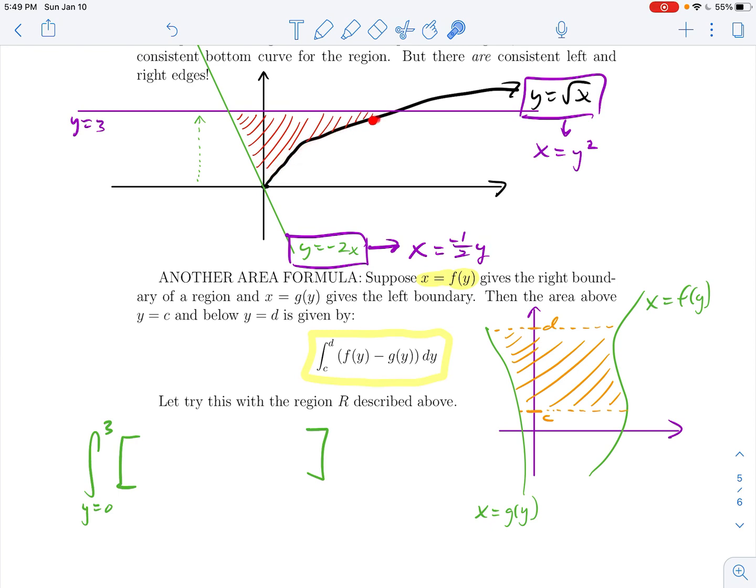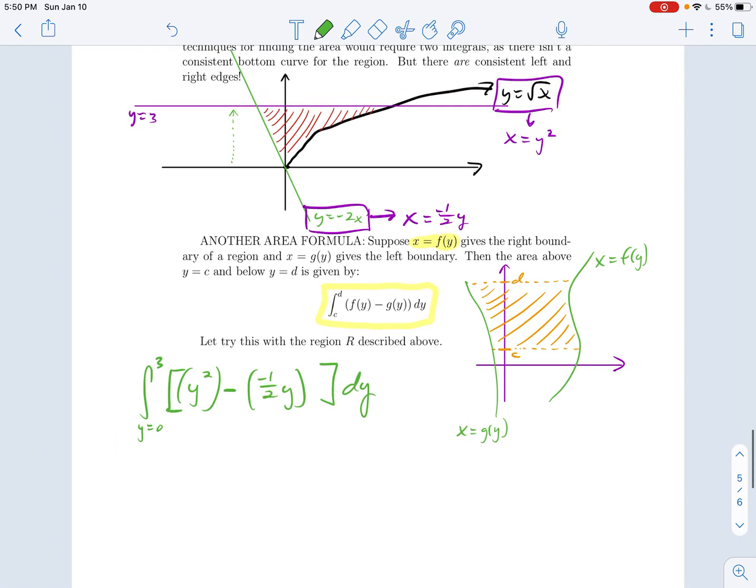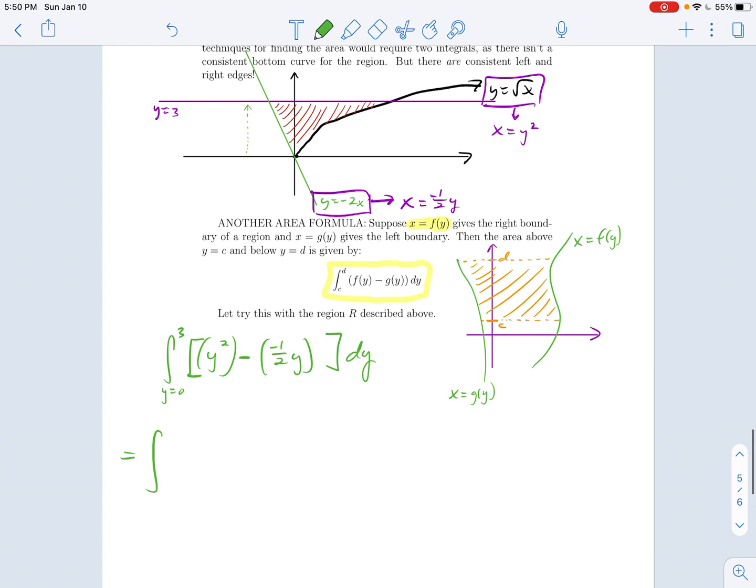Here, I'm saying, oh, what formula in terms of y expresses what's on the right? X equals y squared. So I would write y squared. What formula in terms of y expresses what I have here on the left? X equals negative 1/2 y. I'm not writing what y is equal to, I'm writing what x is equal to. And the variable of integration here is y. So this is the integral from 0 to 3 of y squared plus 1/2 y.